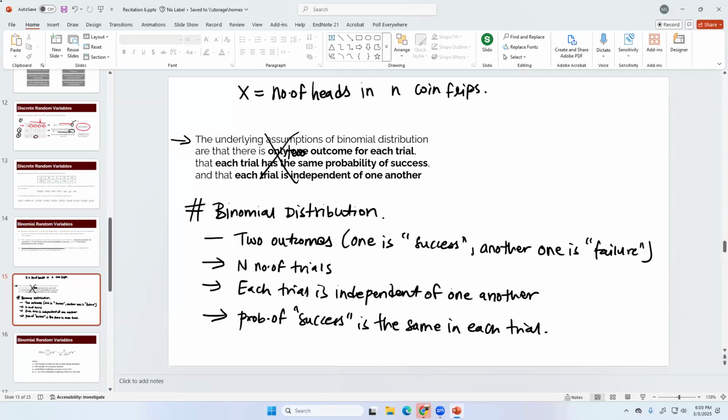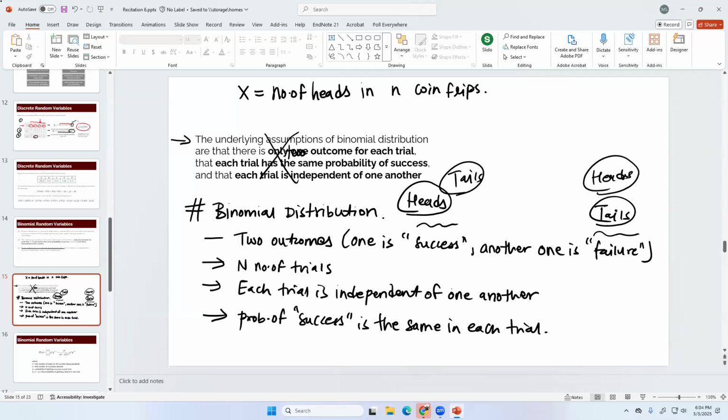We call one of the outcomes success and the other outcome failure. This success and failure can change depending on what outcome you're interested in. For example, when you flip a coin, if the outcome you're interested in is getting heads, then this is your success, and your failure is getting tails. If you're interested in looking at the tail behavior, then tails will be your success, and heads will be your failure. So success and failure can be whichever of the two outcomes you're interested in. Does that make sense?